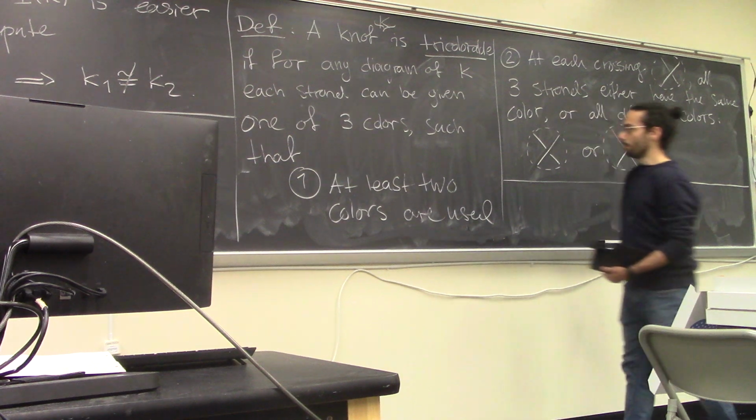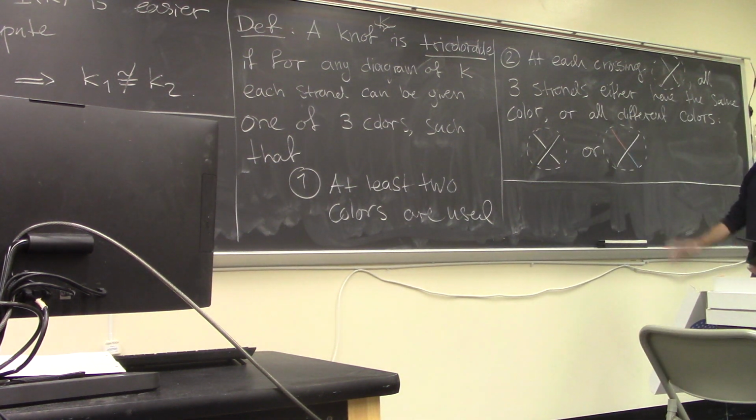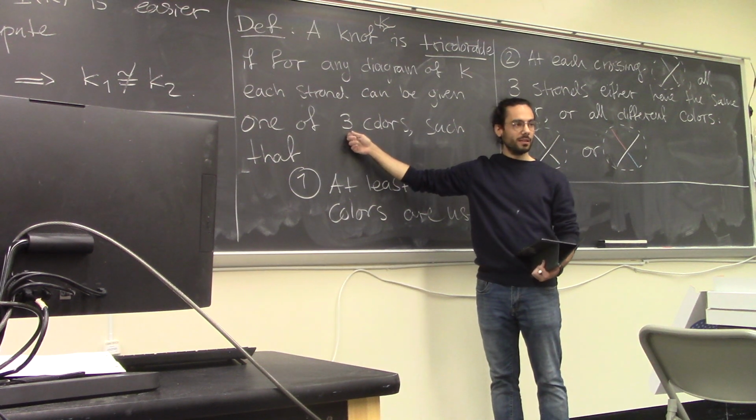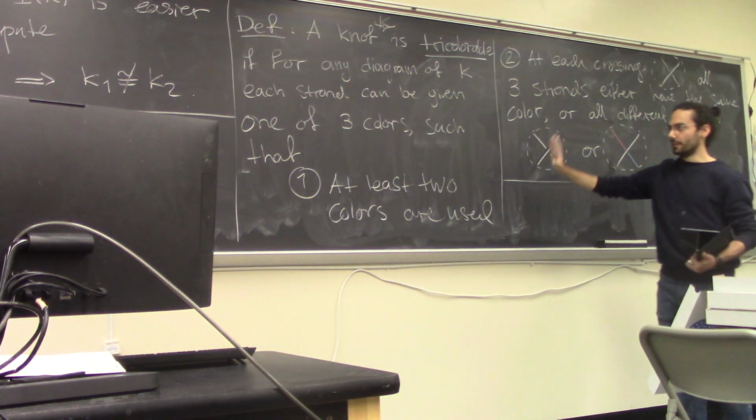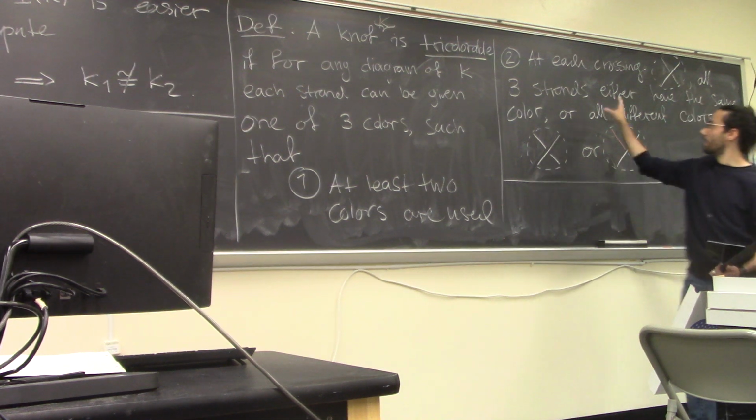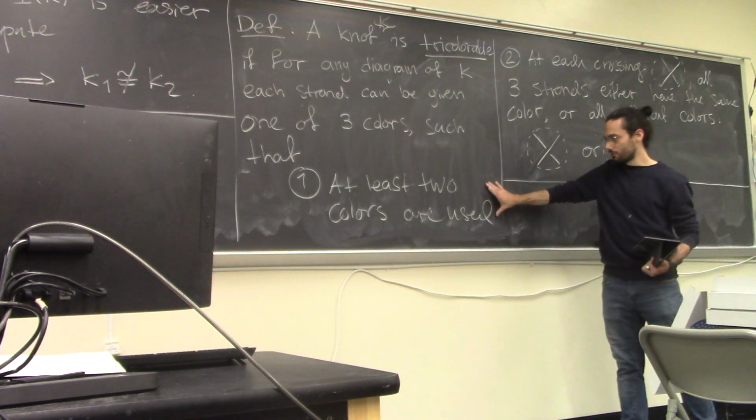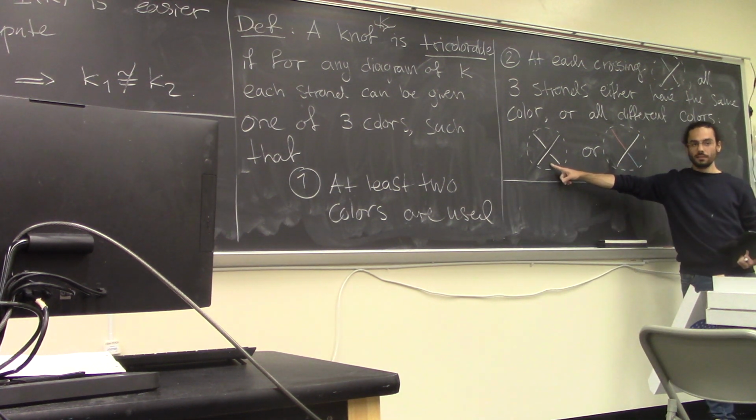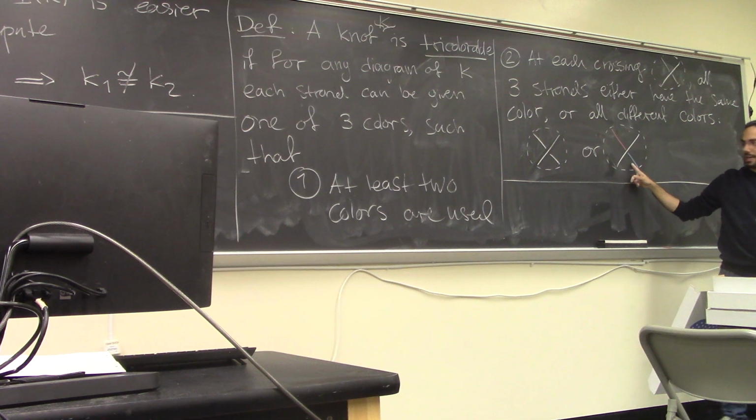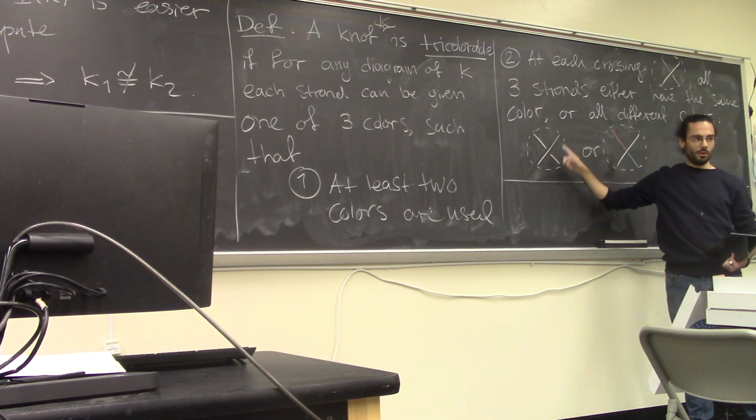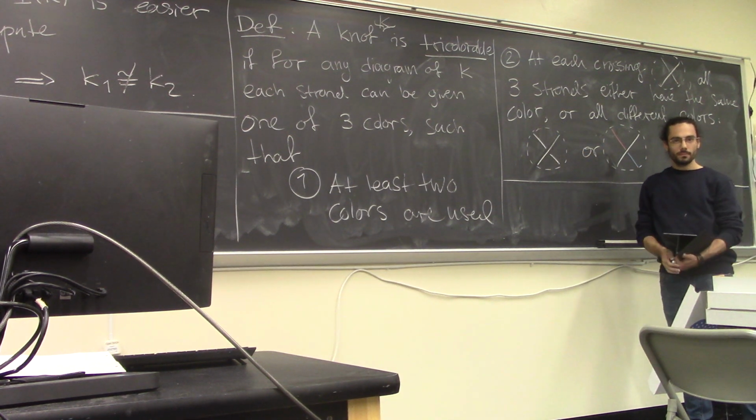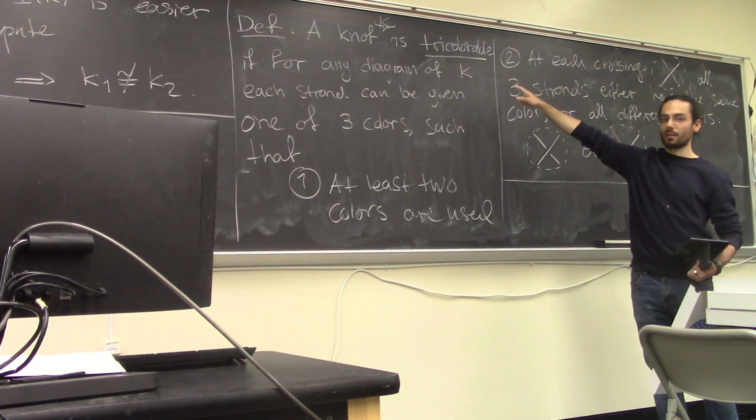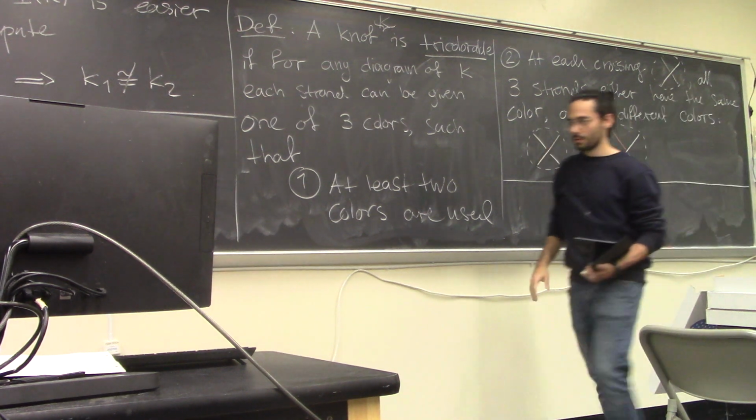And I associate one of three colors, white, blue, or red, to each strand. And then I need the coloring to satisfy these two properties. I need to have used at least two colors, and at each crossing it either looks like this or like this. And this crossing could either be all red or all blue or all white. Okay, so this is just a definition of saying that a knot is tricolorable, if this is true. Okay?